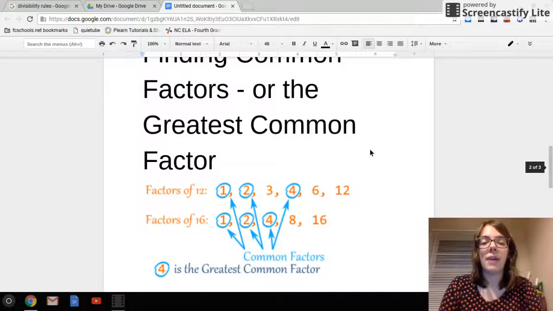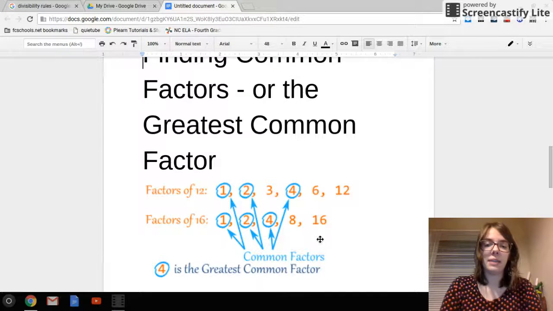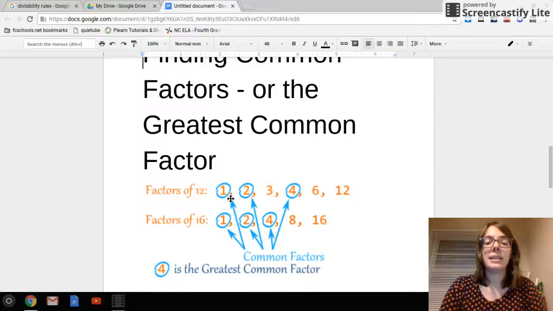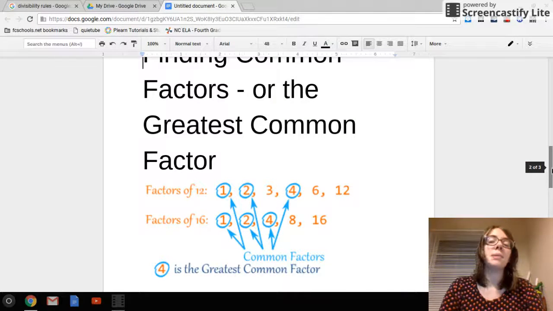When a question asks you to find the common factors, you're going to start by listing all the factors of that number. This picture right here asks for the factors of 12 and the factors of 16. So I'd list 1 and 12, 2 and 6, 3 and 4. And for 16, 1 and 16, 2 and 8, 4 and 4. We know we only have to write it once. So when you're finding the common factors, you're just finding the factors that are the same in both numbers. We see that the common factors are 1, 2, and 4 because they are the same. A good way to show your common factors is to circle them in both numbers so you make sure that they are in both numbers.